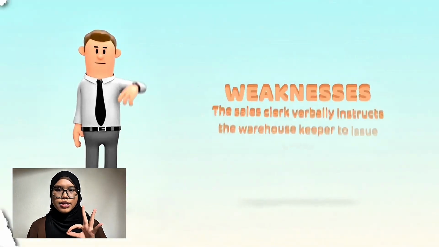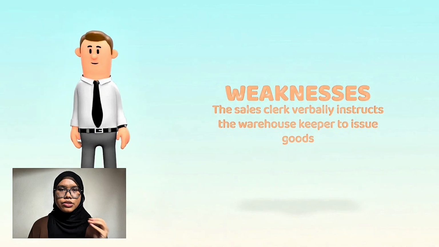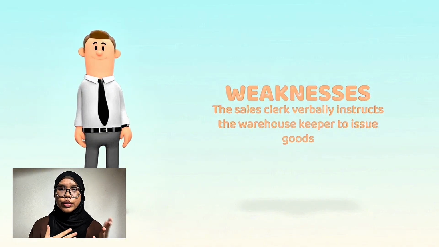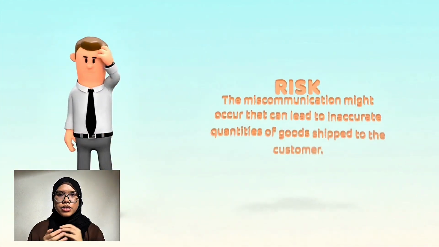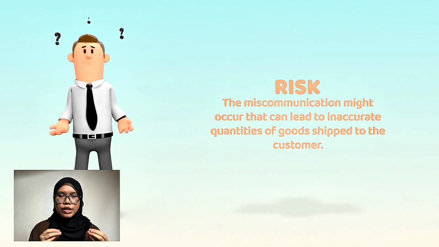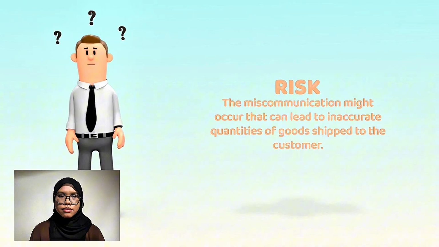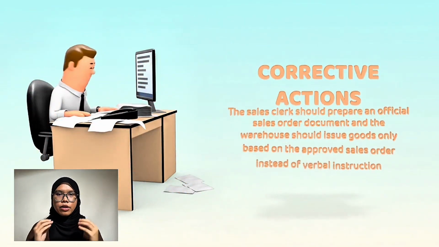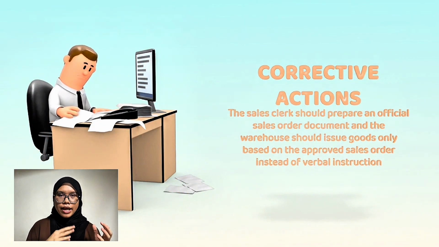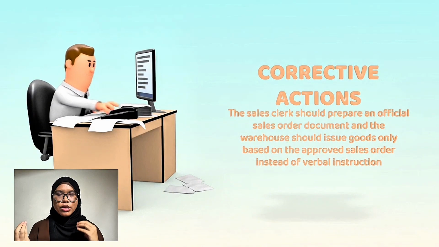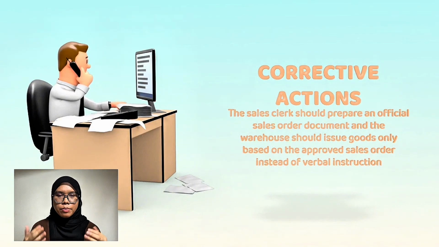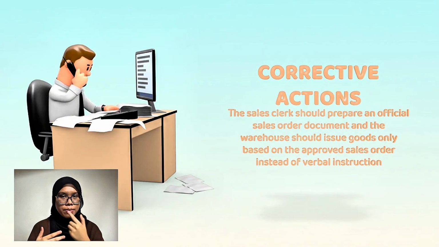For the third weakness, the sales clerk verbally instructs the warehouse keeper to issue the goods. So the risk of miscommunication might occur that can lead to inaccurate quantities of goods shipped to the customer. So the sales clerk should prepare an official sales order document, and the warehouse should issue the goods only based on an approved sales order instead of verbal instruction.